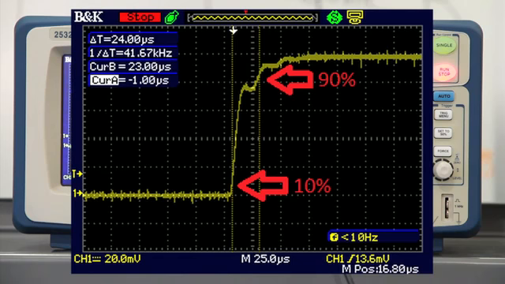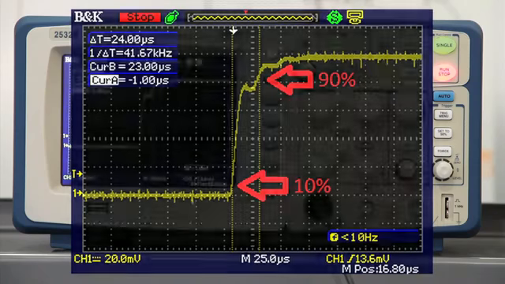Here, my cursor time difference is measured to be about 24 microseconds. Divide 12 amp over 24 microseconds and you will get a slew rate of 0.5 amps per microsecond, which is what the 8502 is rated for.